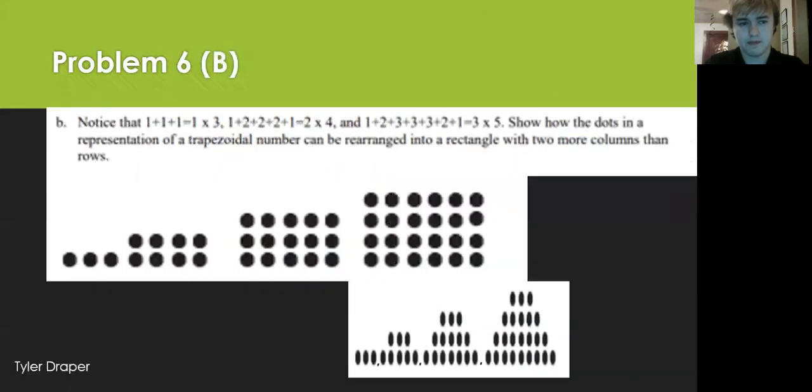Oh, B. Okay, we'll read this together. Notice that 1 plus 1 plus 1 equals 1 times 3. So each side of that equals 3. 1 plus 2 plus 2 plus 2 plus 1 equals 2 times 4. So each side of that's 8. And 1 plus 2 plus 3 plus 3 plus 3 plus 2 plus 1 equals 3 times 5. So each of that equals 15. Show how the dots in a representation of a trapezoidal number can be rearranged into a rectangle with 2 more columns than rows.